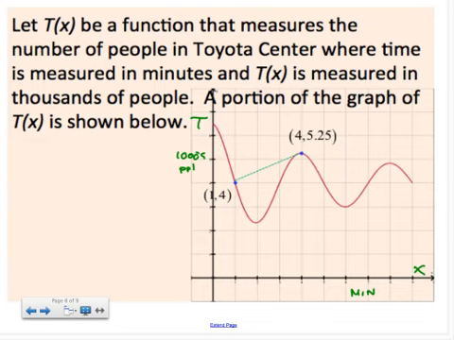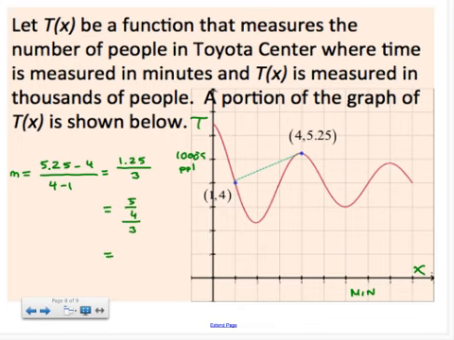So the slope of this line, the slope of the secant line, is going to be 5.25 minus 4 divided by 4 minus 1. Okay, which gives us 1.25 divided by 3. And let's convert this 1.25 to a fraction. That's going to be 5/4. So 5/4 divided by 3, which is 5/12.